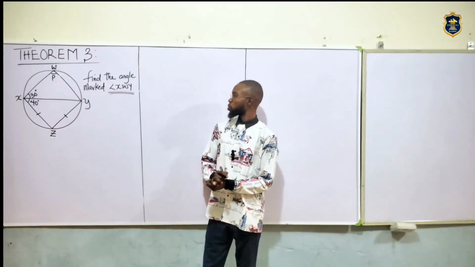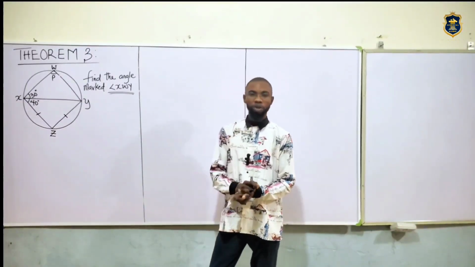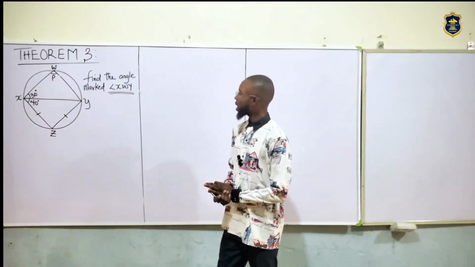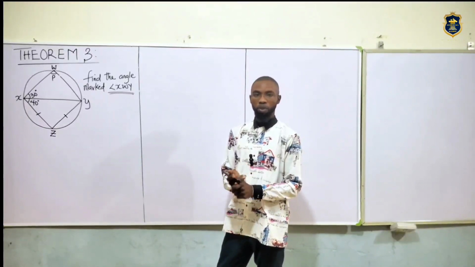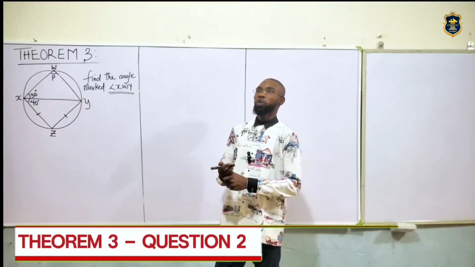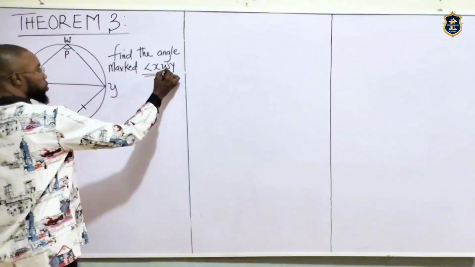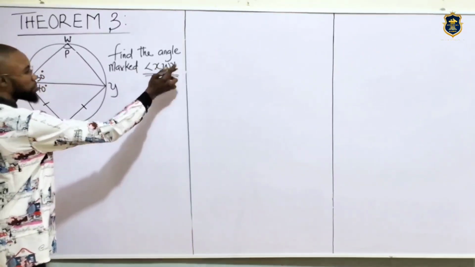Alright guys, let's look at question 2 on the board regarding circle theorem 3 questions, right? In this question it says find the angle marked XWY. It's that simple. When they are giving you a question and asking you to find this and this, just target the middle angle. They're asking you to find the middle angle that X makes with Y.